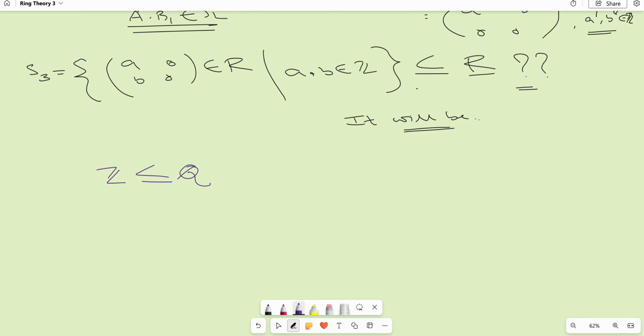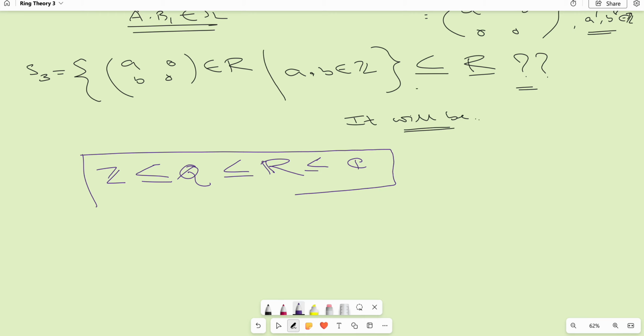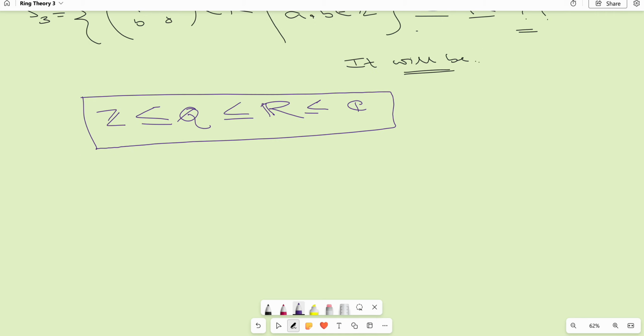This is the notation for subring, okay? For subgroup also, and as a subring it is a notation. Q is a subring of R, and R is a subring of C. All the operations are the usual addition and usual multiplication. Okay, Z is a subring of Q is a subring of R is a subring of C. So now subring is over. This is enough for a subring.